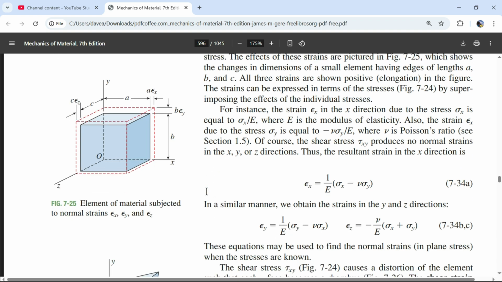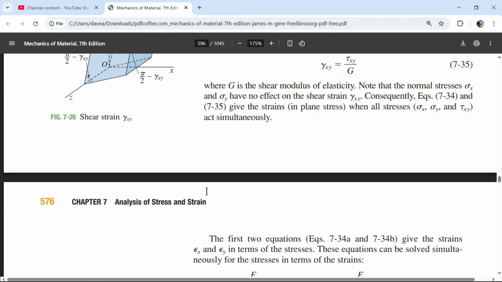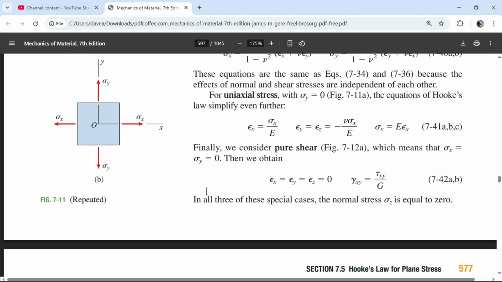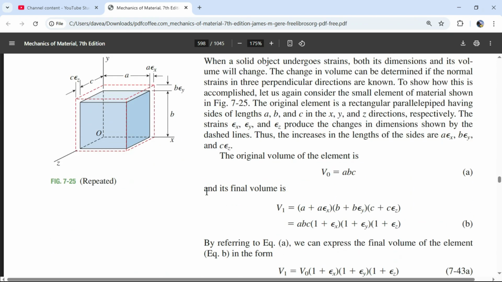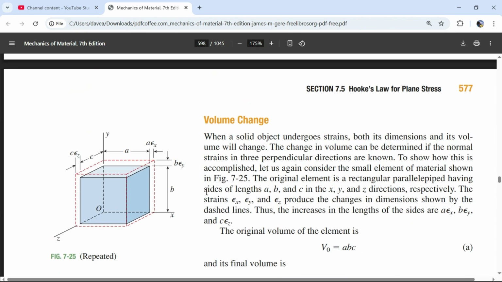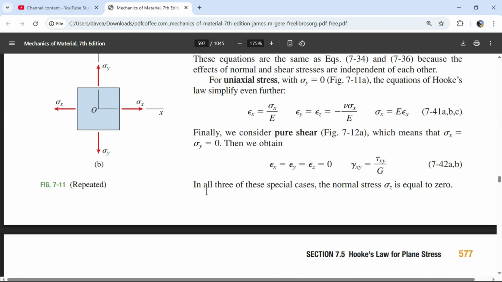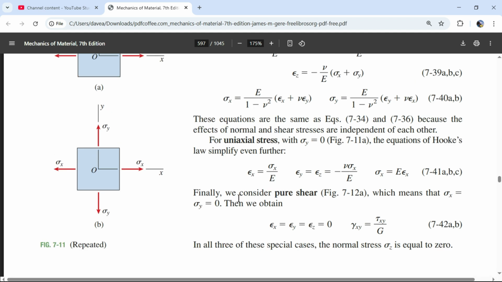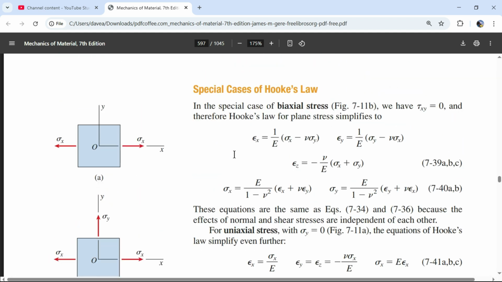Anyway, I think I'm probably going down a road that I'll regret, asking too many questions that you don't have answers to. But yeah, in all three of these cases, the normal stress in the z direction is 0.